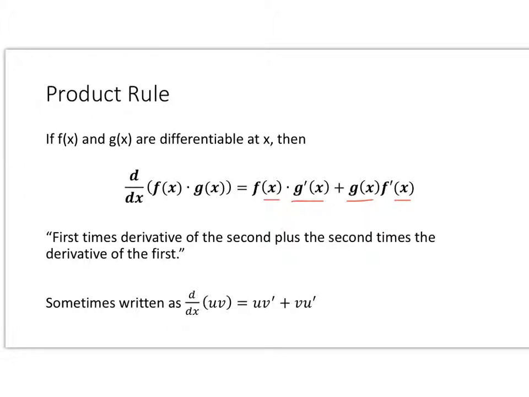And sometimes, because of all the notation, it's written as functions u and v instead of f of x and g of x. So u is the first, v prime is the derivative of the second, v is the second, u prime is the derivative of the first.